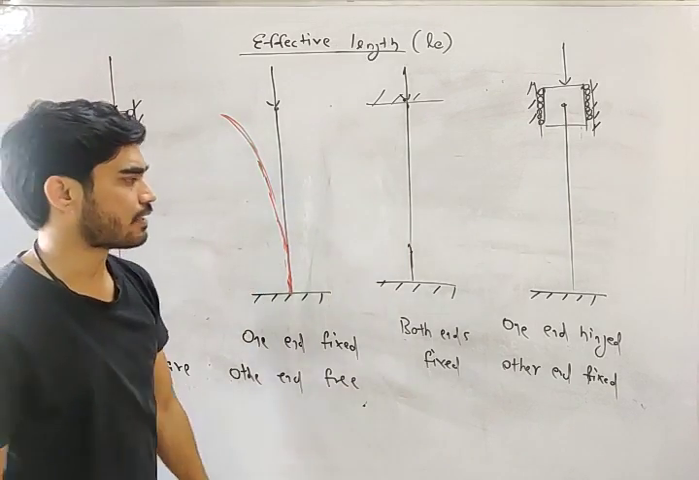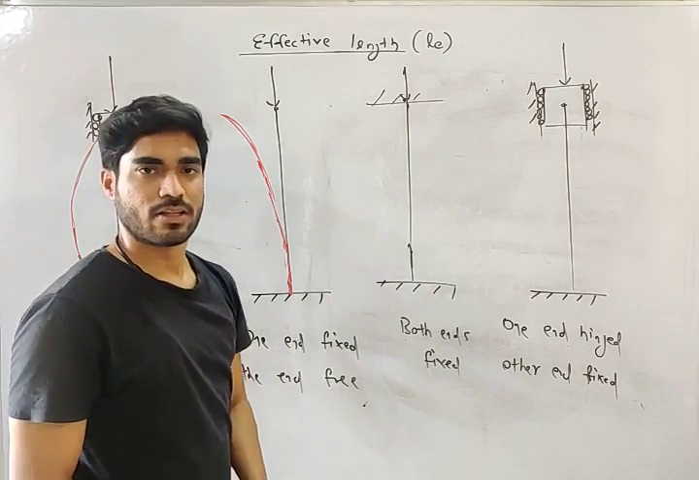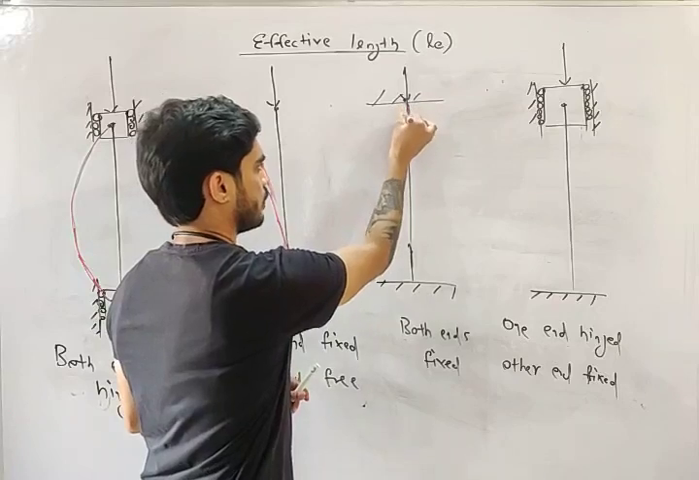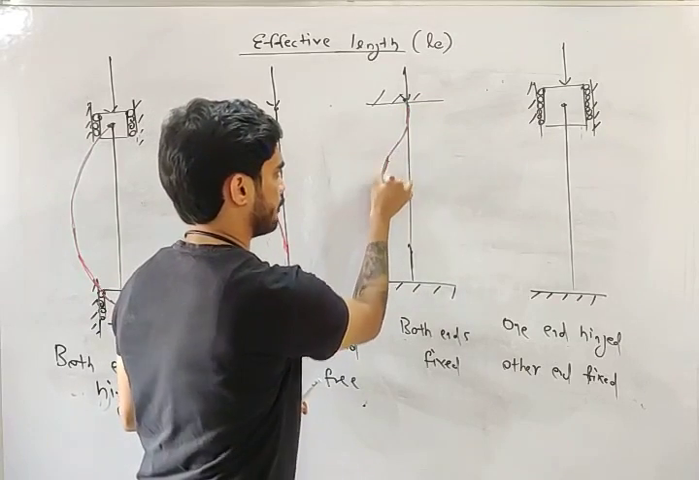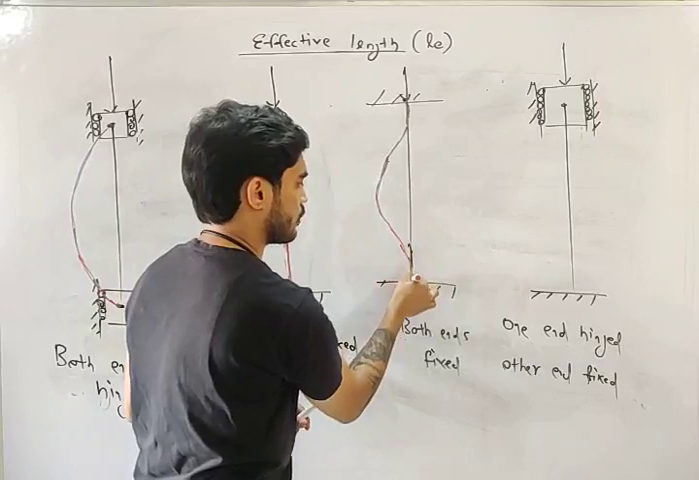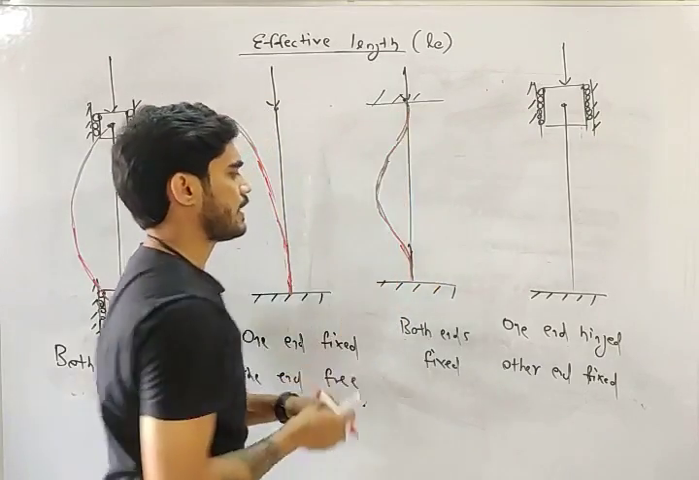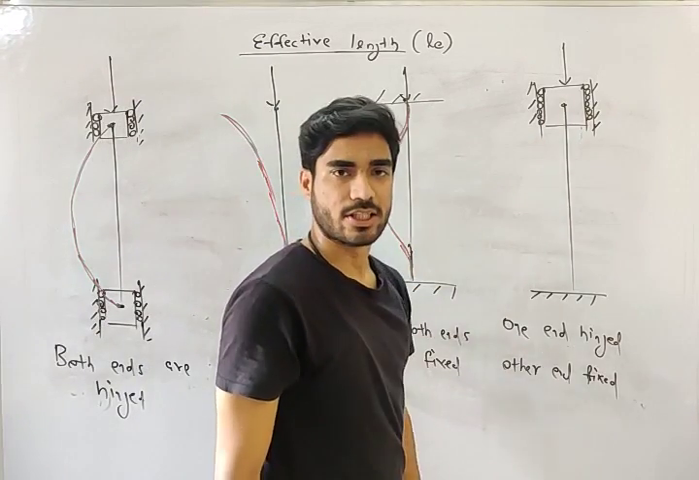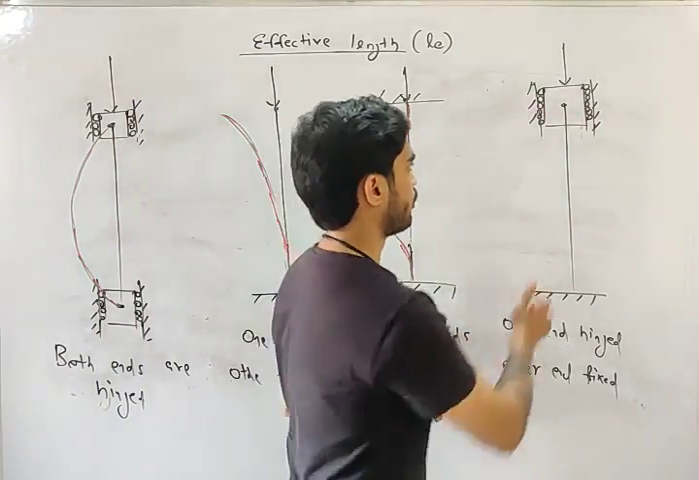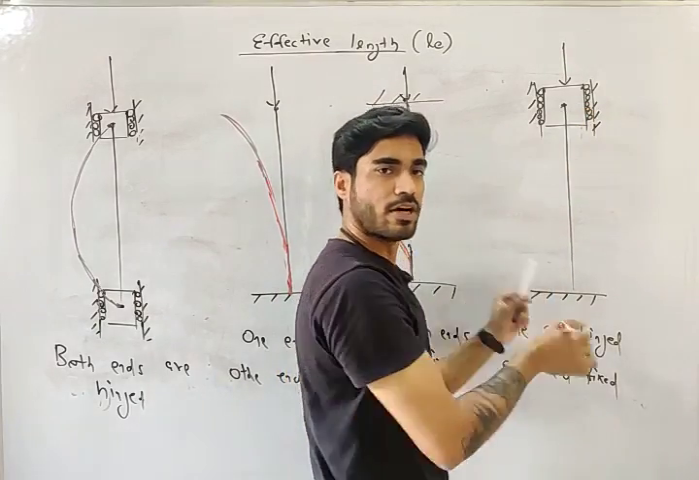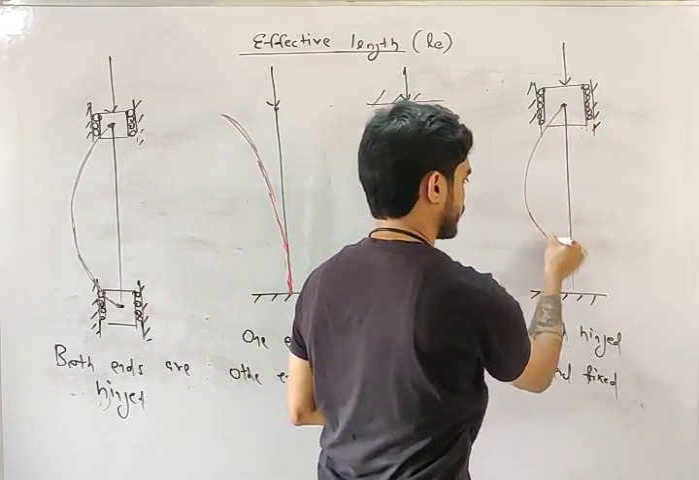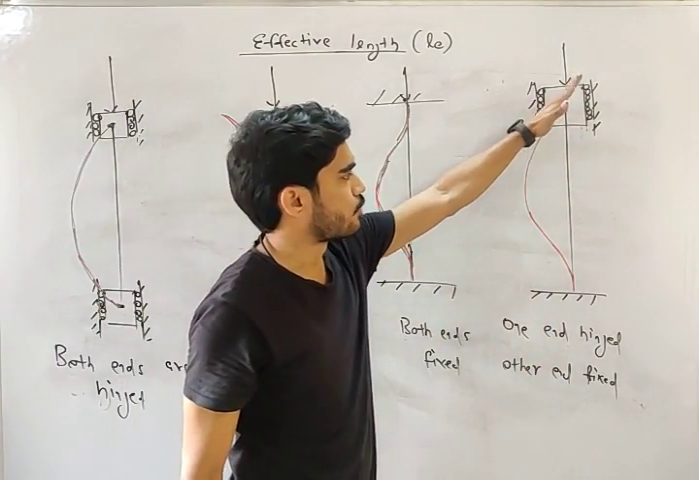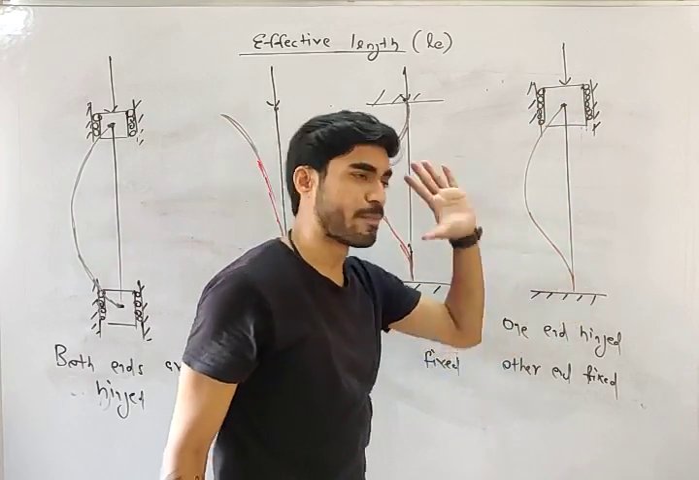Now, my friend, here both ends are fixed, which means no deflection, no slope. After buckling, it will become like this. At both ends, no deflection, no slope. Here, one end is hinged, no deflection, but there will be slope, and one end is fixed, no deflection, no slope. So it will look like this. Here there is some slope because it is a hinge end, but here slope is 0.